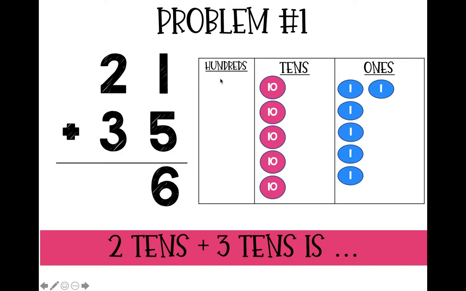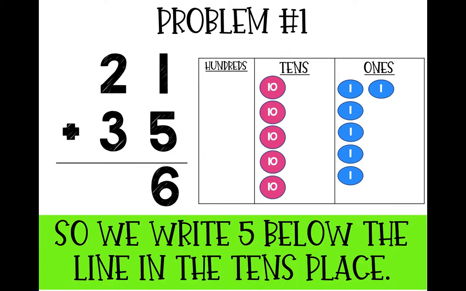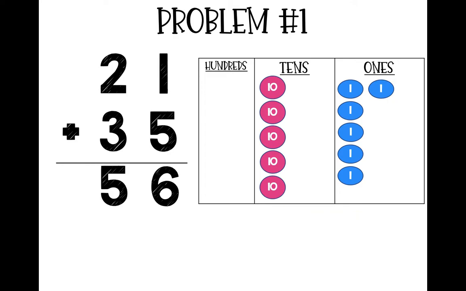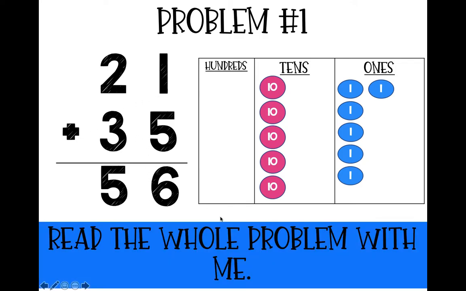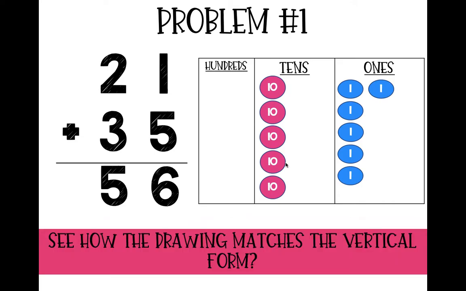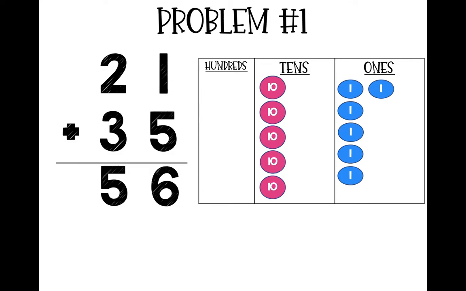Now we can look at our 10s. 2 10s plus 3 10s is how many? It is 5 10s. So we'll write that 5 below the line in the 10s place, just like this. Now we see our answer to our problem is 56. 21 plus 35 equals 56. See how our drawing of our place value chart matches our vertical form? We want to make sure they always match every time we solve these problems.